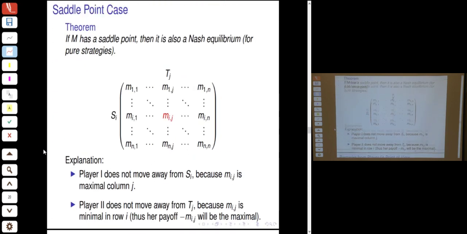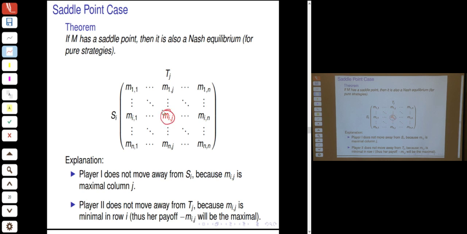So what can we say about this? Let us consider the following result. If this matrix M, whose entries are the Mij's, has a saddle point, then the saddle point is also a Nash equilibrium for pure strategies. Why? Imagine that Mij is a saddle point. What is the meaning of being a saddle point?